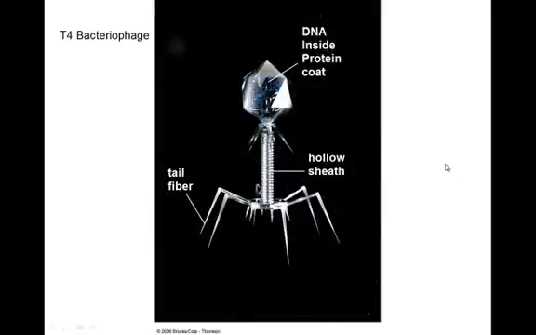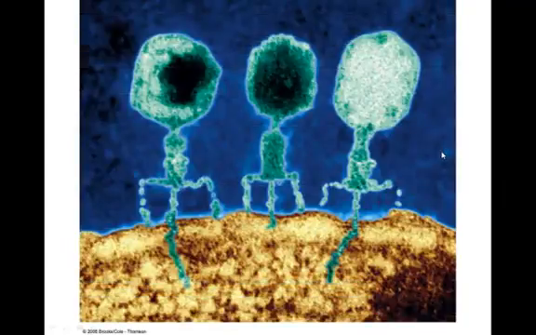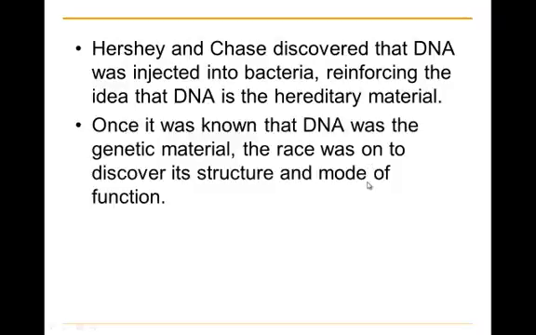Here is just a graphic showing what the bacteriophage looks like. It was actually called the T4 bacteriophage that they used. Here's some actual photomicrographs. These are tiny, and these are remarkable pictures because they actually show the DNA being injected into this brownish bacterial cell here at the bottom. And so Hershey and Chase's results indicated that DNA was the genetic material. And after that, the race was on to discover the structure and function of DNA. And so we'll continue there with our next module on the structure of DNA.